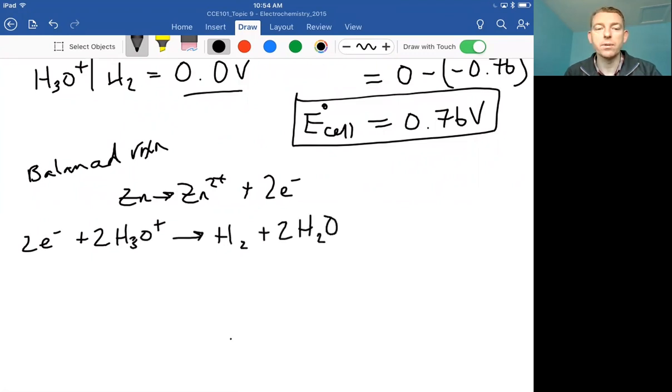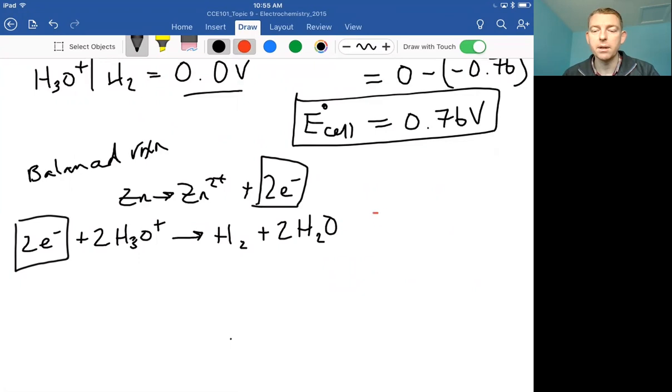Okay, if you want to take a pause there and balance that from scratch, going from the hydronium to the hydrogen, having to balance out the oxygen and the hydrogen with acid and water, I'd encourage you to do that. But for our purposes, this is again just tabulated. So we can write it down and see that we already have our balanced electrons. So that is going to be our value for Z. The 2 moles of electrons are passing to make one set of this reaction possible.